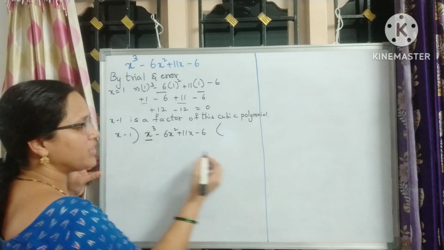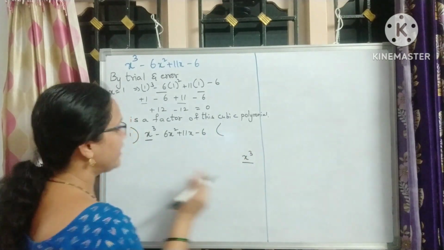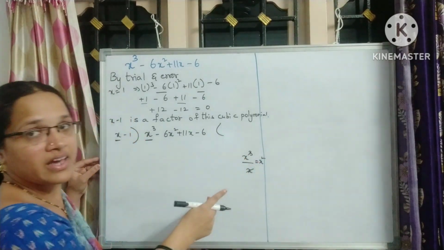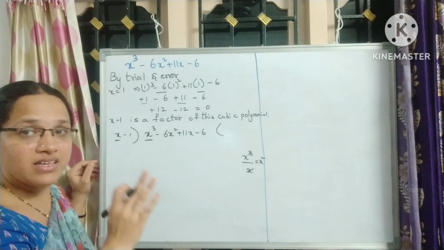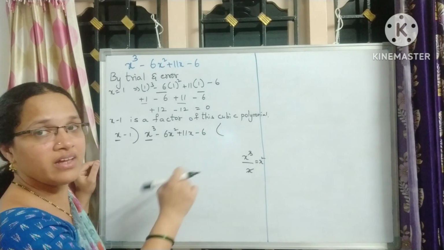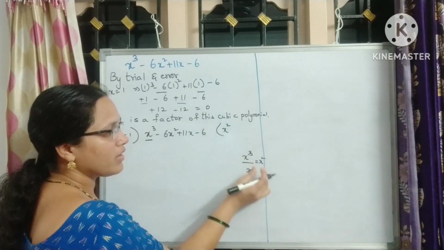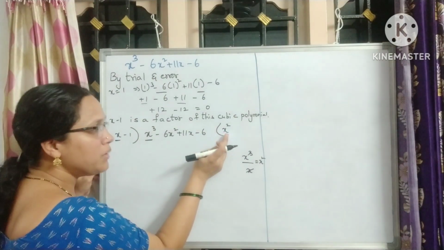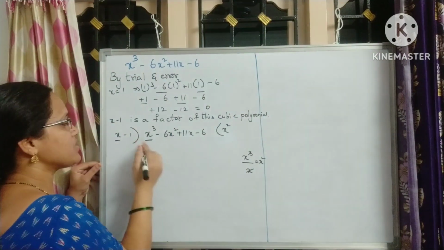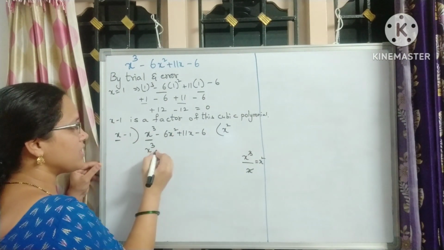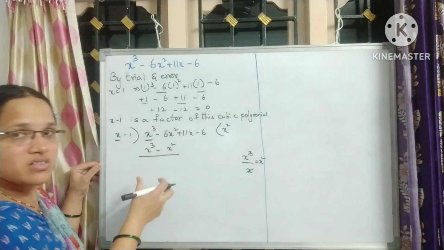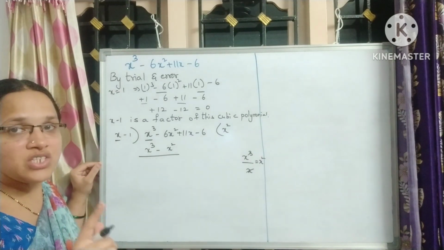Take the first term of the dividend in the rough column divided by the first term of the divisor. So how many times will it cancel, children? It is x square times, because x cube by x gives x square. So write x square here. Multiply this quotient with each and every term of the divisor. So x square into x becomes x cube, and minus 1 into x square becomes minus x square. Now as we are subtracting, in algebra you need to change the signs.